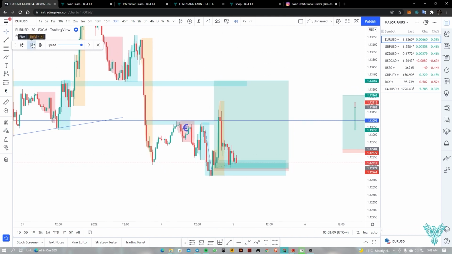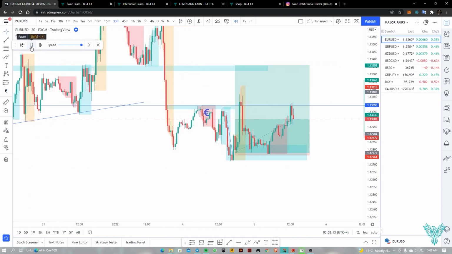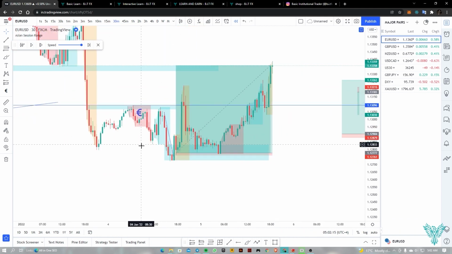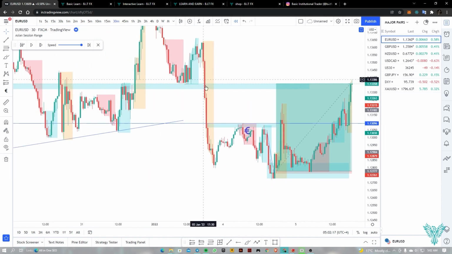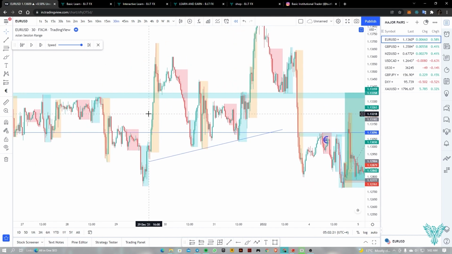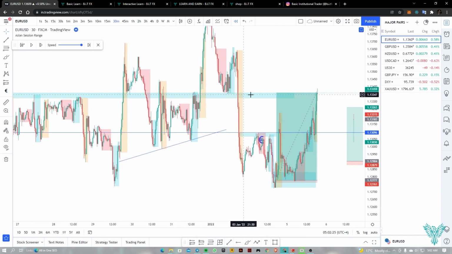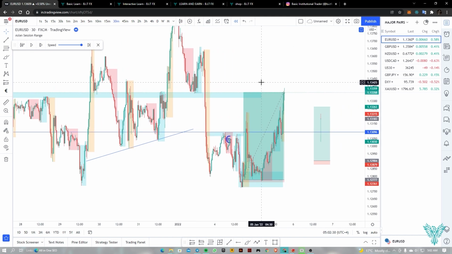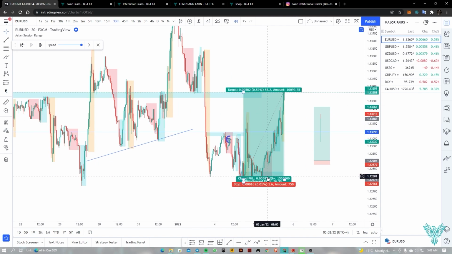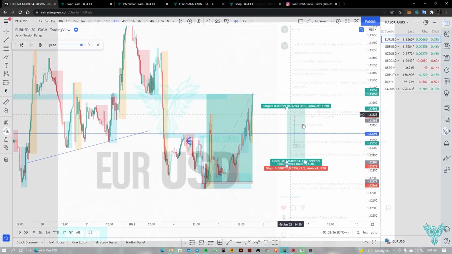So right here, market comes, tests our area multiple times, and again goes back into this zone, which was our imbalance right here, as well as a support resistance zone for the retail community. Market comes, touches that neckline, our TP target has been hit, and this is how we took this trade. And this was the 1:30 RR Euro USD setup.